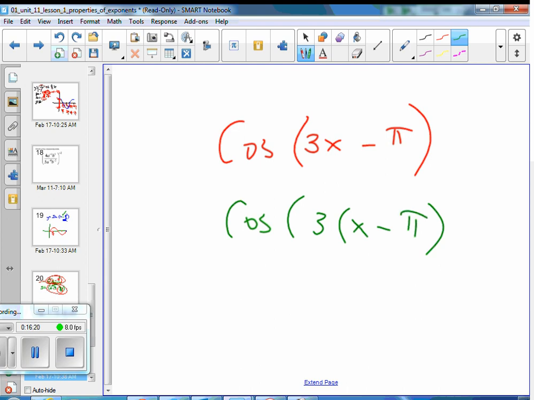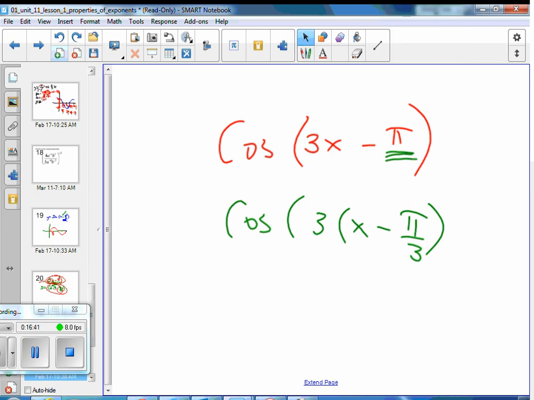I need a pi in it, obviously, but 3 times pi wouldn't make pi. Pi over 3. There we go. So the phase shift is right pi over 3. Also known as 60 degrees, but we're going to pretty much be used to using radians by now.